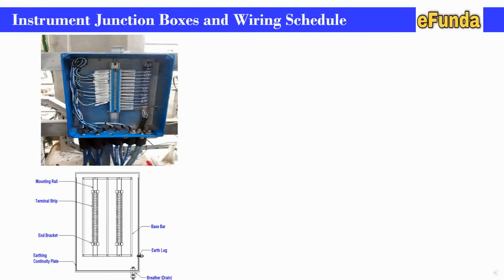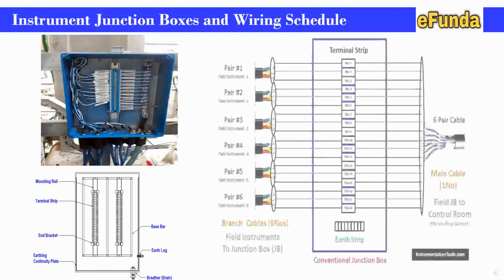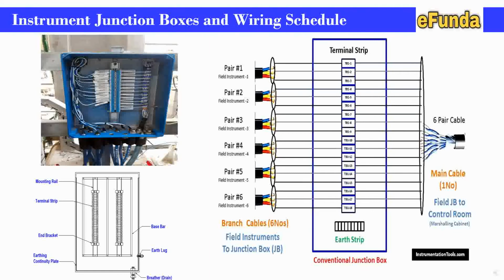One can see the figure where the junction boxes is shown. Below the sketch of the junction boxes is shown where mounting rail, terminal strip, end bracket, earthing conduit plate, bus bar, earthing lug, breather drain, etc. are shown. Similarly, in other picture, one can see where the terminal strip is connected and the number of pairs are connected.